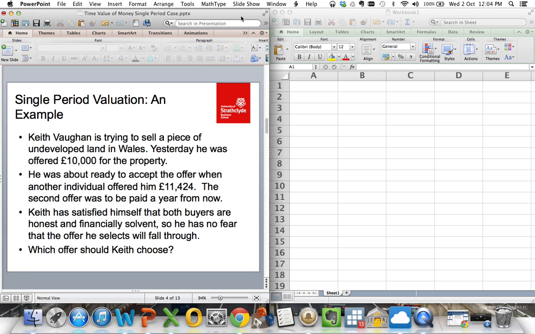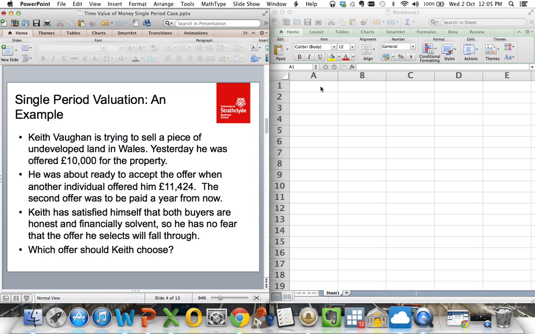So you're comparing two particular investments. You've got the 10,000 today, or a potential 11,424 in the future. Now, if both of these cash flows are risk-free, that is, that you'll definitely get the money, then which offer should you choose?